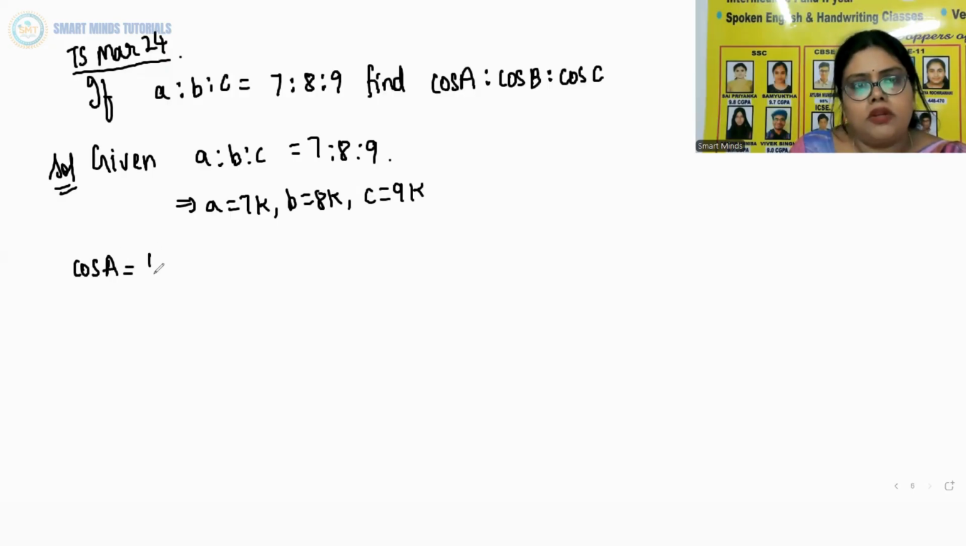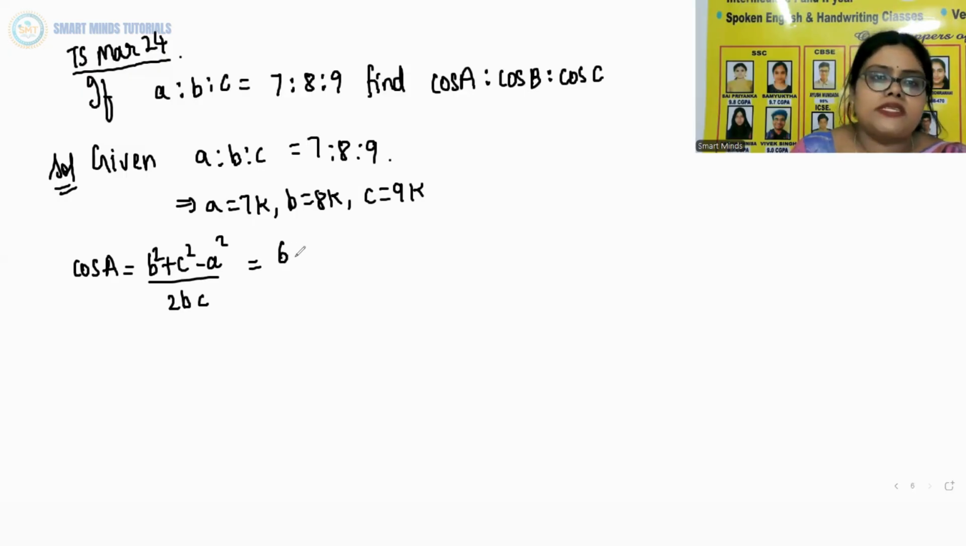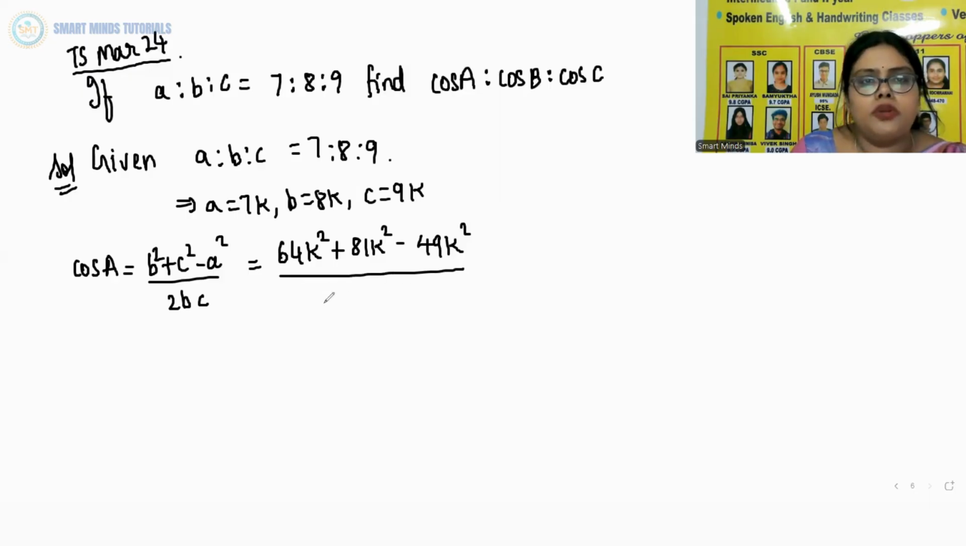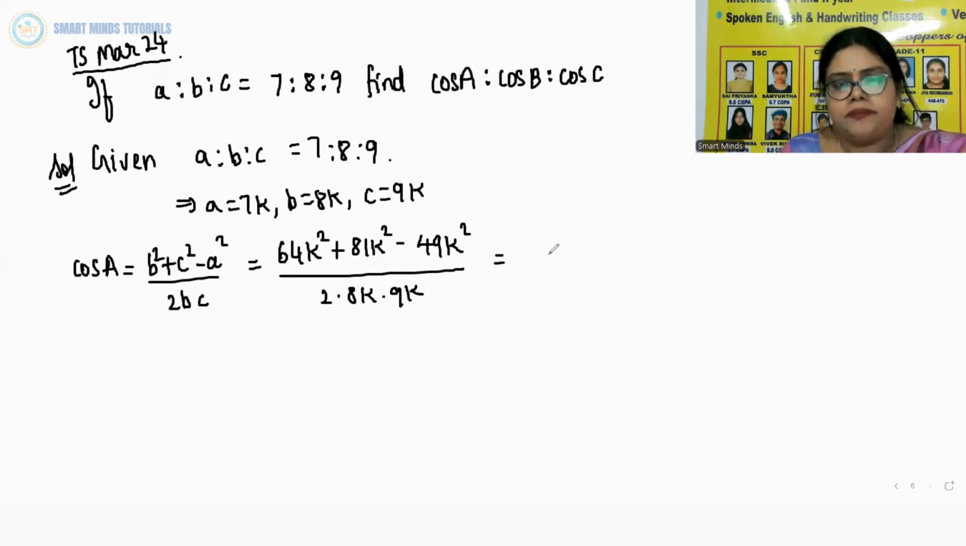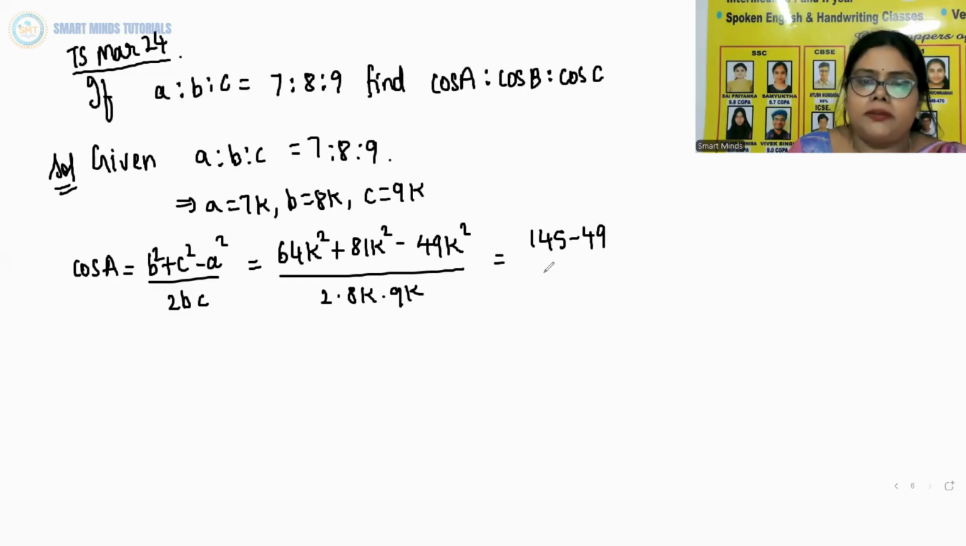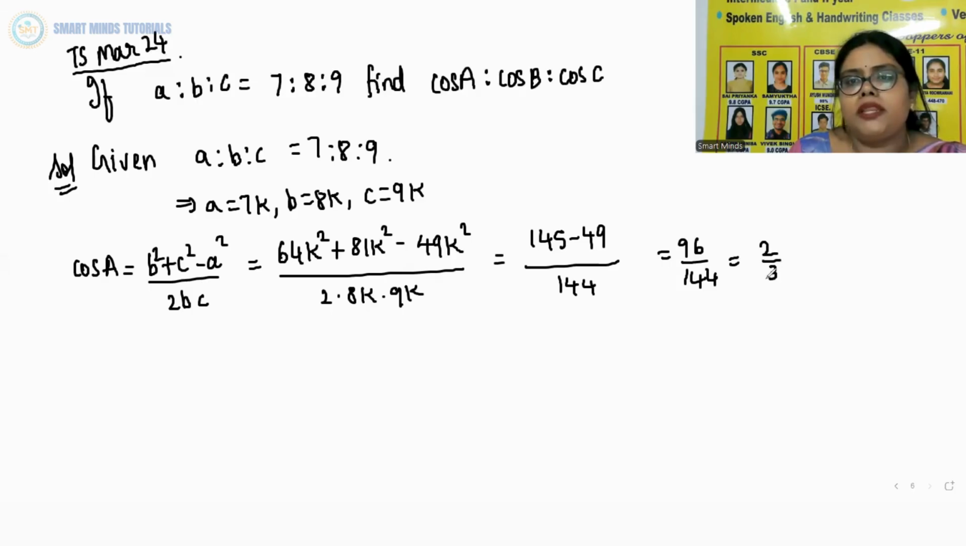Now cos A is equal to (b square plus c square minus a square) by 2bc. So b is 8k, so b square will be 64k square, c square will be 81k square, minus 49k square, by 2 into 8k into 9k. If I take k square common and cancel it out, we will get 64 plus 81 is 145, minus 49, by 144. So that is 96 by 144, which is equal to 2 by 3.